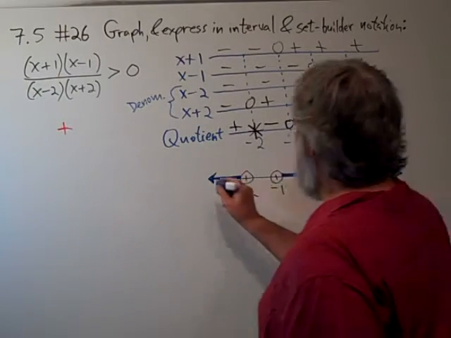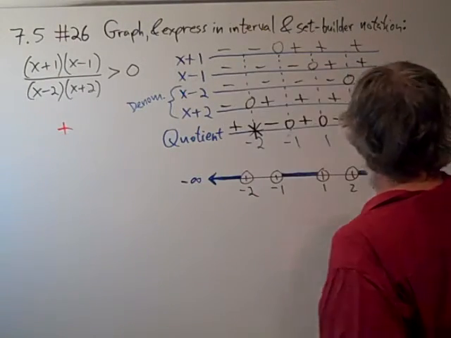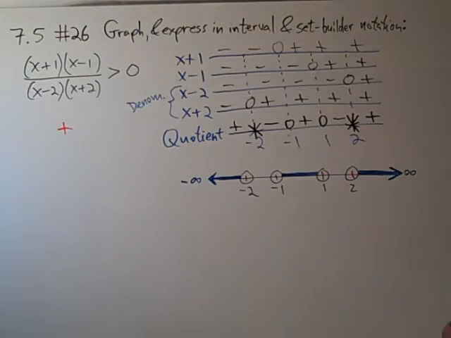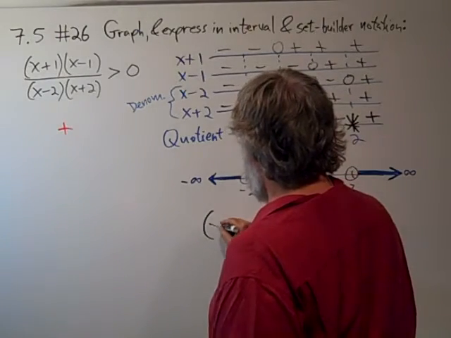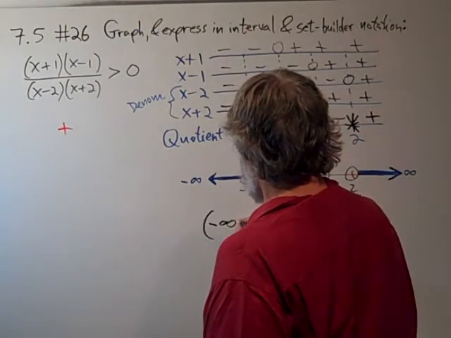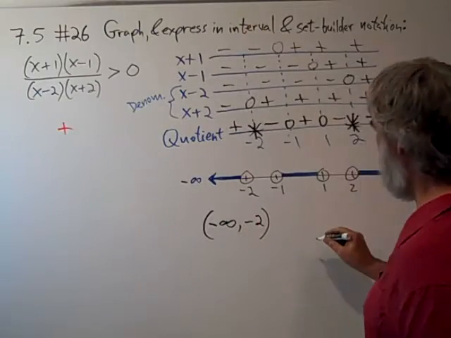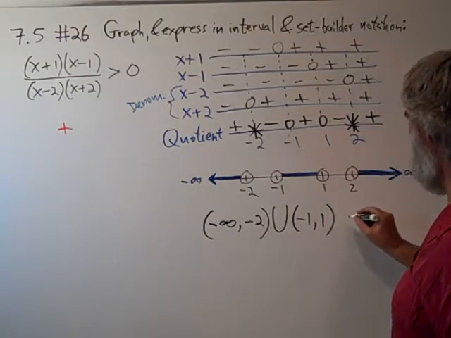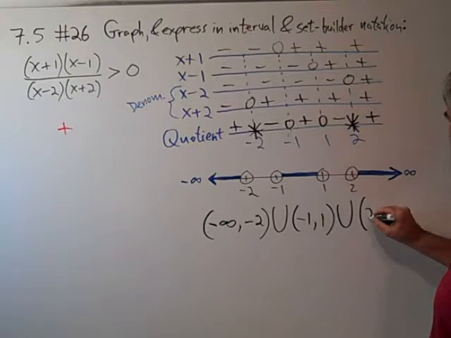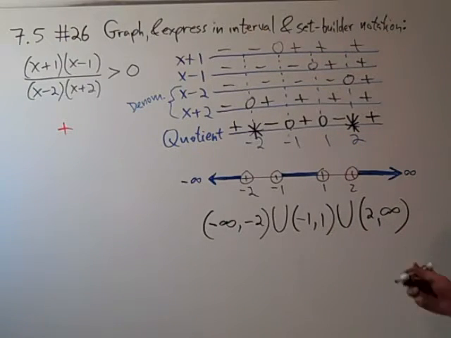Since negative infinity lives at the end of the line to the left and positive infinity lives at the end of the line to the right, we could write this in interval notation as the open interval from minus infinity up to negative 2, union the interval from negative 1 up to 1, union the interval from 2 up to infinity.